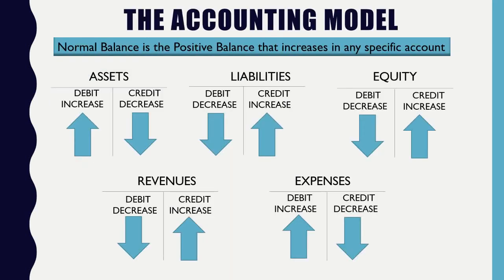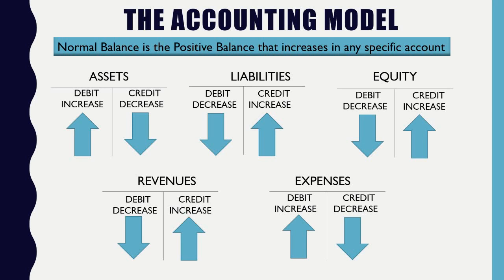Now we have to understand the nature, the normal balance of, in this case, the accounting model. We understand that the normal balance of each account is determined by which side it increases on. So in this case, it's referring, for example, to my assets. Which side does it increase on? Well, let's take a look at my arrows. It looks like my debits increase my assets. So that is how we determine what a normal balance is.